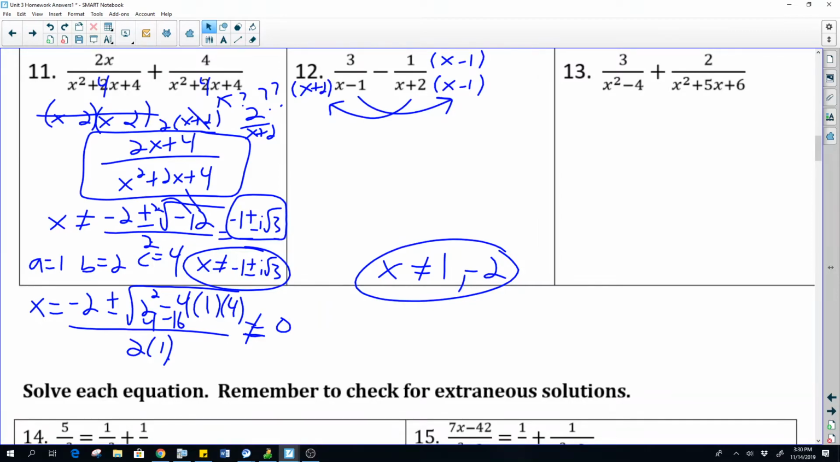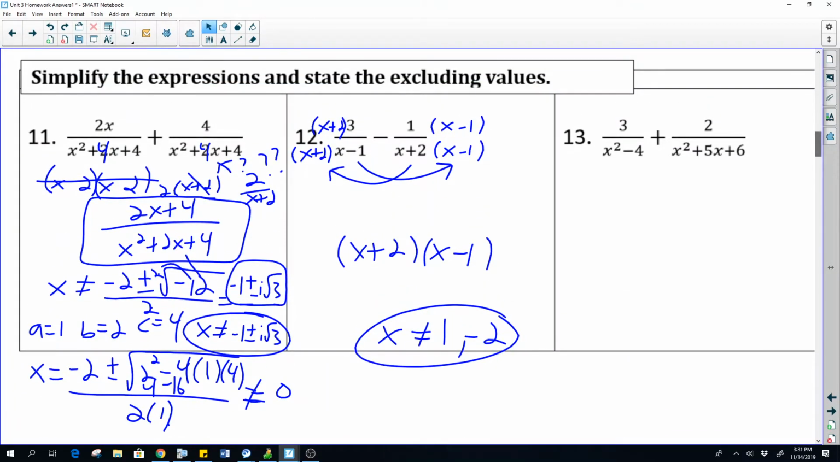And now, awesome possum, we have a common denominator of x plus 2 times x minus 1. Nice. There we go. We have a common denominator there.